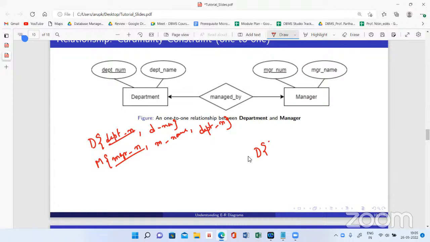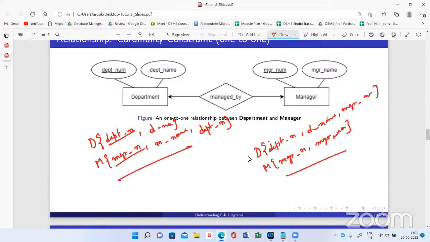This is the department number, department name, and MGR number, and this manager table will have MGR name. So both ways it will work. You can go for this or for that. If you take this situation, you are considering manager as the many part and department as the one part. If you go for this, department is the many part and manager is the one part, right? But both are representing one to one.